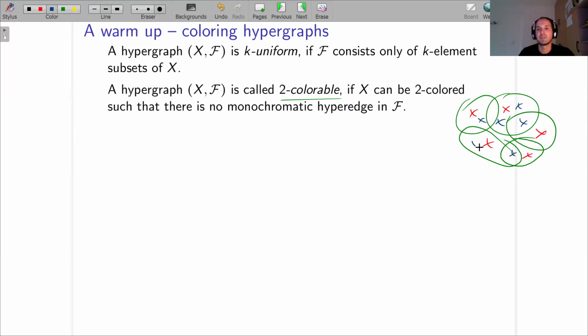For example, if these are the elements, this is the two coloring, this graph can be two colored. This is a two coloring. There's no monochromatic hyperedge in this hypergraph.